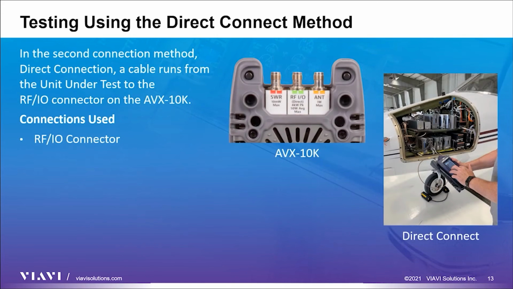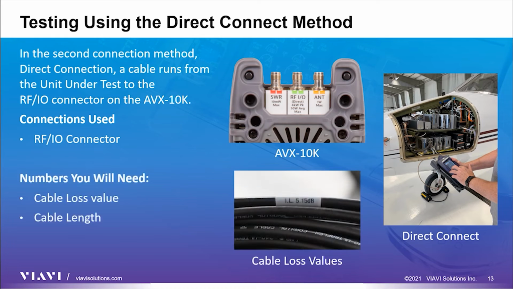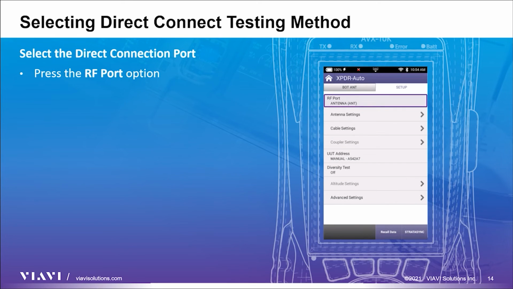The next test method is direct connect. In this scenario, the cable is directly connected to the unit under test and the RFIO port of the AVX-10K. You will need the connector cable loss value from the sticker on the cable and the connector cable length. We were previously in antenna mode.